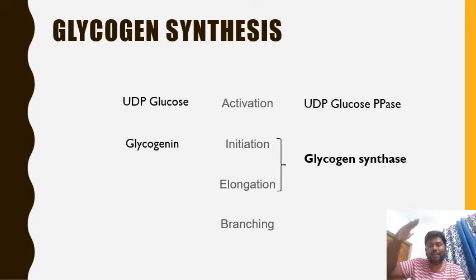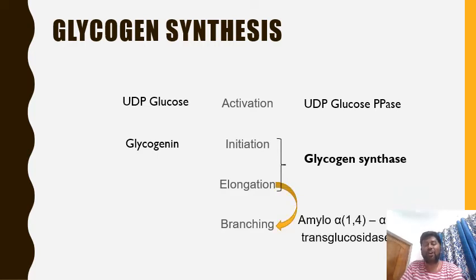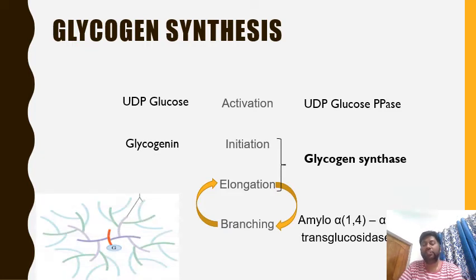Once that 11 or 12 is achieved, the last 6 residues will be detached and attached as a branch by the branching enzyme, which is otherwise called amylo alpha 1,4 alpha 1,6 transglucosidase. Now to the two new branches, glycogen synthase will further elongate, again up to 11 to 12 residues, then again branching, again elongating. So this repeated cycle results in the synthesis of a highly branched glycogen molecule. This is how glycogen is synthesized in our body.